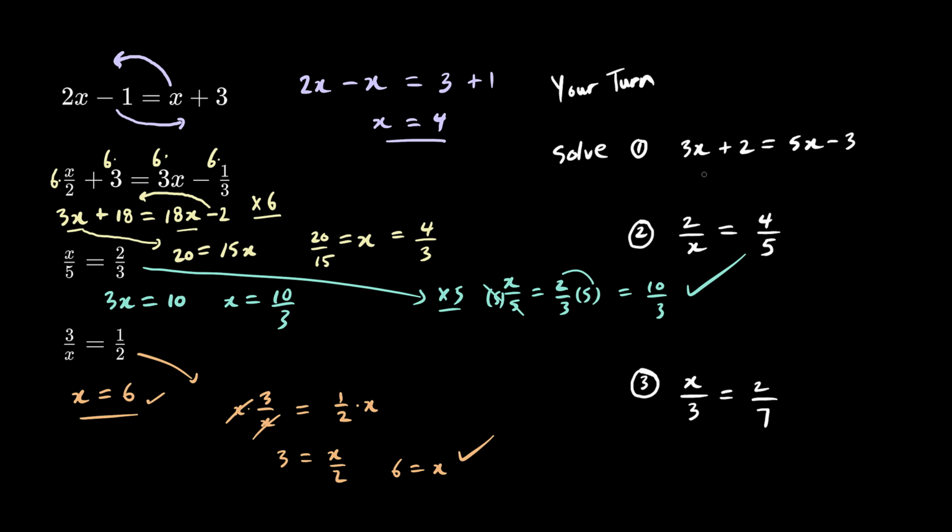And now it's your turn. Number 1. Solve 3x plus 2 equals 5x minus 3. Number 2. Solve 2 over x equals 4/5. And 3. X over 3 equals 2 over 7.